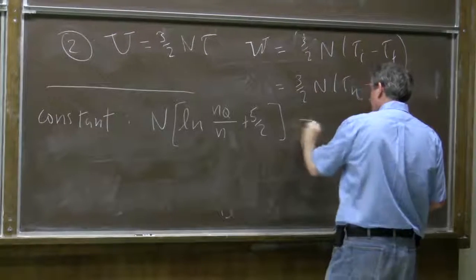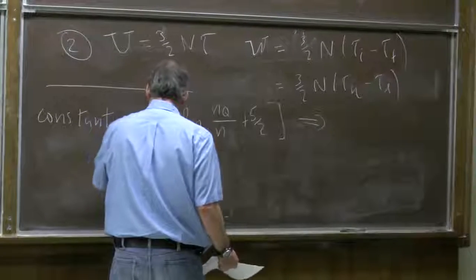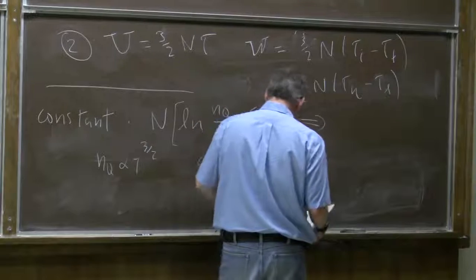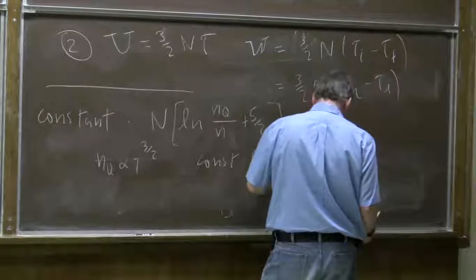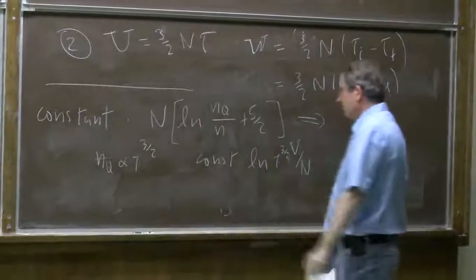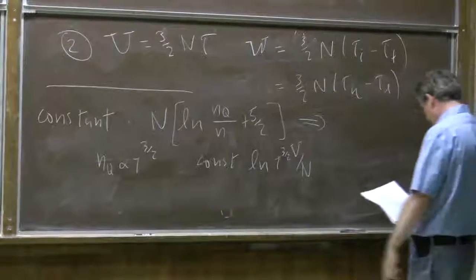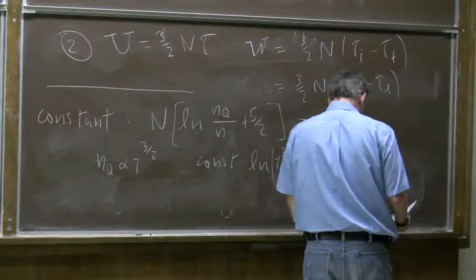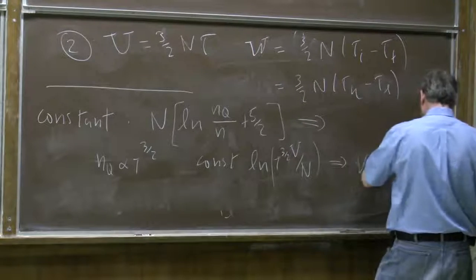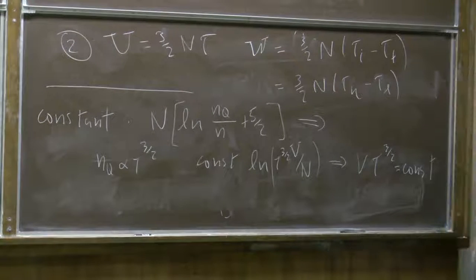So I can say, since the quantum concentration is proportional to temperature to the 3/2, that what is being held constant is the log of tau to the 3/2 times volume divided by n, since 1 over concentration is volume divided by n. And actually n is a constant. So if that's a constant, it means that V times tau to the 3/2 is a constant during isentropic expansion.